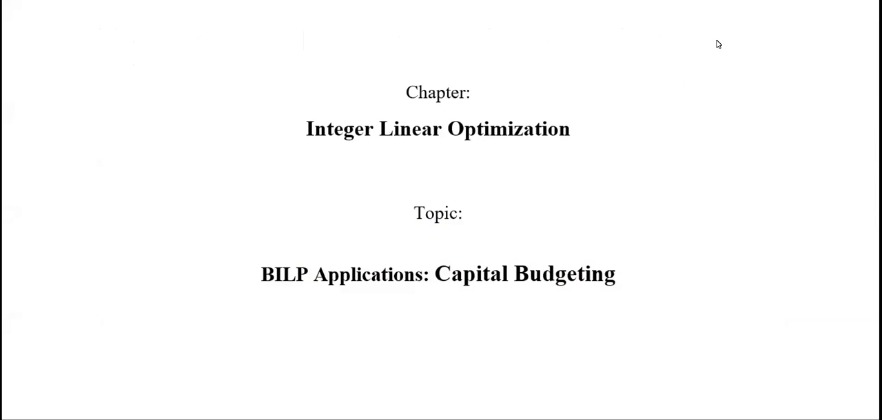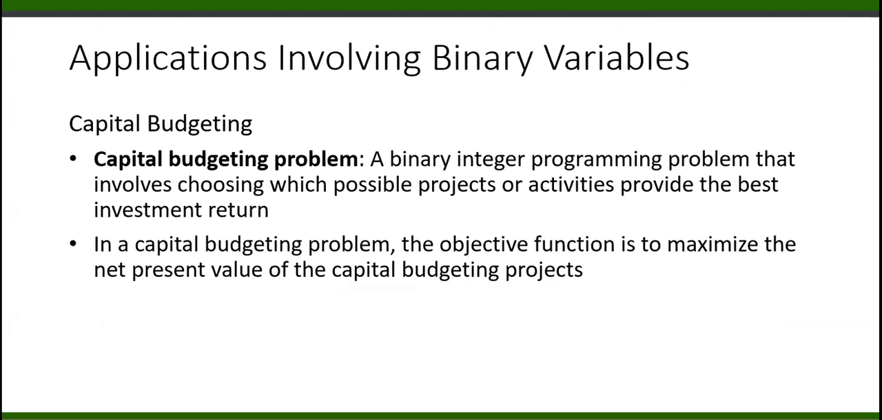In this video, we're going to talk about one of the business applications that involve using binary variables, the capital budgeting problem. In the capital budgeting problem, the question is which project or which activity to undertake, to invest in. So we have a list of activities or projects, and we want to pick the best set of activities or investment projects that lead to the maximum profit at the end of the day, or maximum net present value in this case.